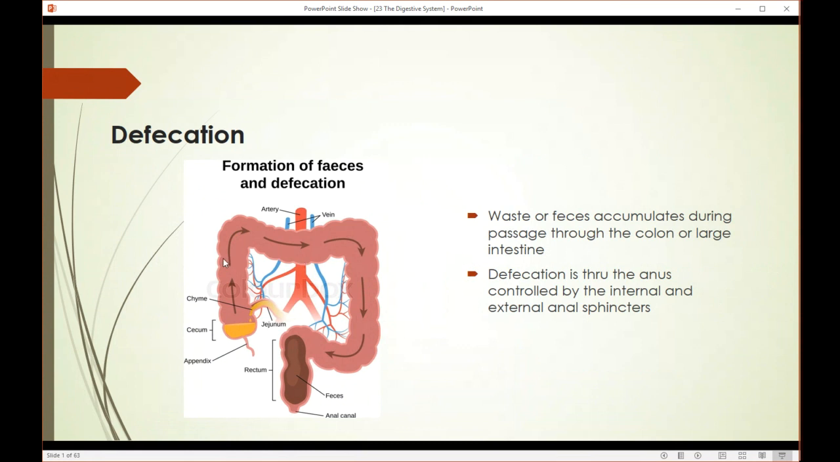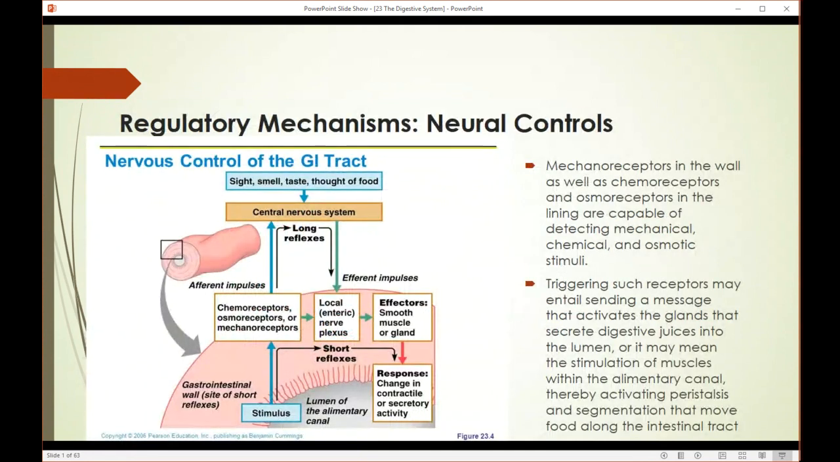So defecation is when we're actually going to have that waste or the feces accumulated during the passage through the colon or the large intestine. Defecation happens through the anus, and we have 2 sphincters there, the internal and the external anal sphincters. So we have some neural controls, right? So we already talked about that plexus that's going to help us by sending those messages, okay? But we also have some nervous control of the GI tract, like when we have the sight or the smell or the taste or even the thought of food, right?